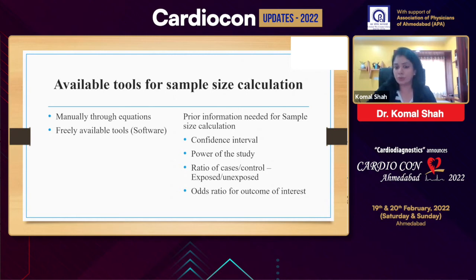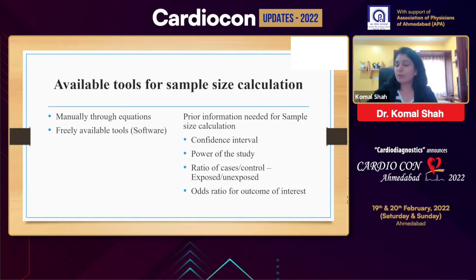Then the ratio of cases to controls, or exposed to unexposed. How many individuals I'm planning to enroll in my intervention arm, as well as how many I want to enroll in my control or unexposed arm. That particular ratio should be very clear in my mind. Then there is something else which will be needed before I go ahead with the sample size calculation.